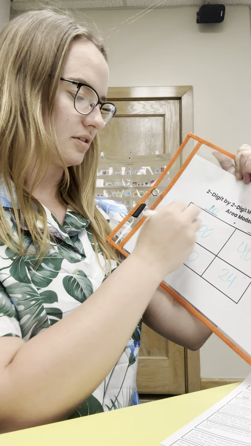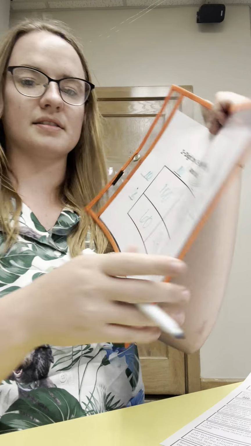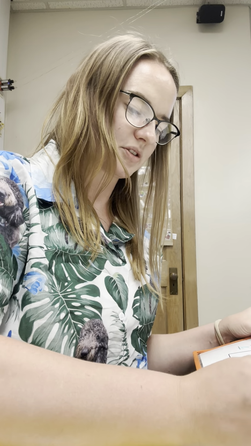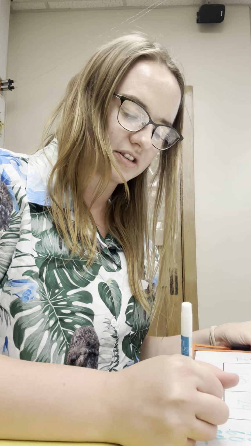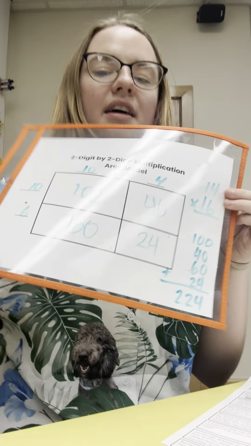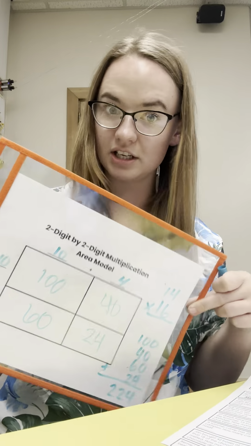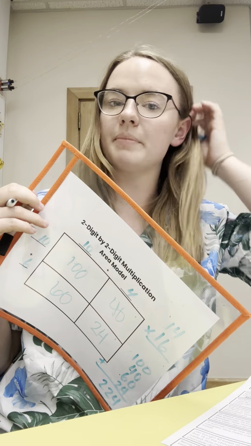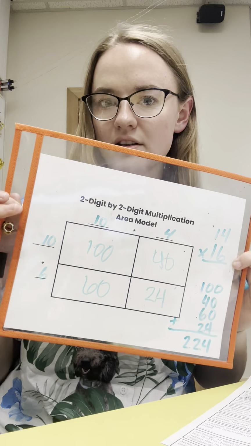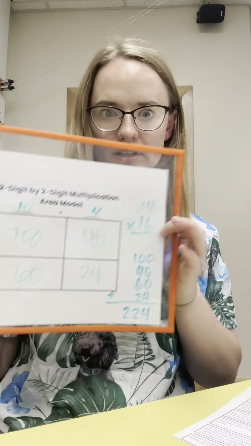24. All right, now I got my partial products. Last step is just to add them up. So I do 100 plus 40 plus 60 plus 24. I got powerful mental math, but you might not yet. All right, I'm going to add it up, and I get 224. That is how you multiply 2 digits by 2 digits. Unless you're somebody that knows another way, that's okay too. But this is the way I taught most of you guys how to do this. Go get one of these and use it.